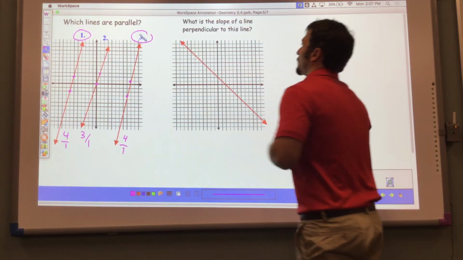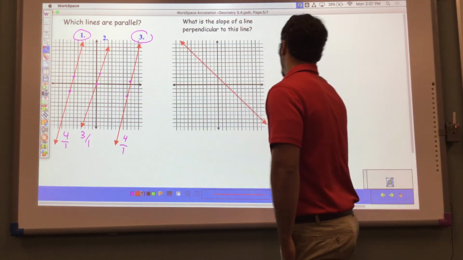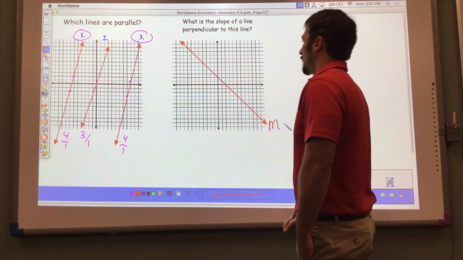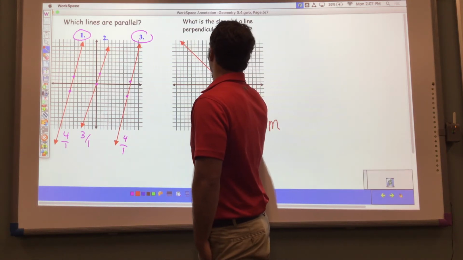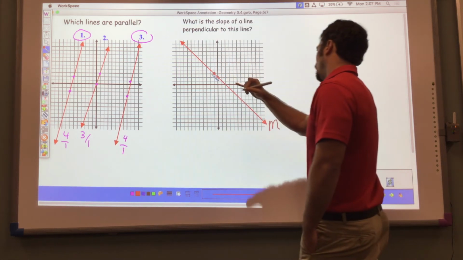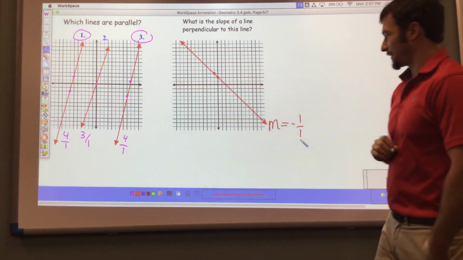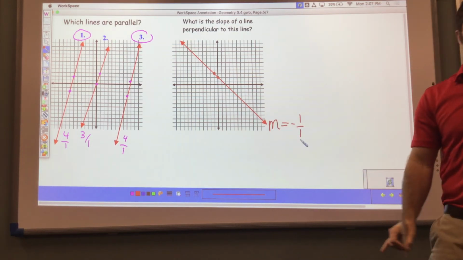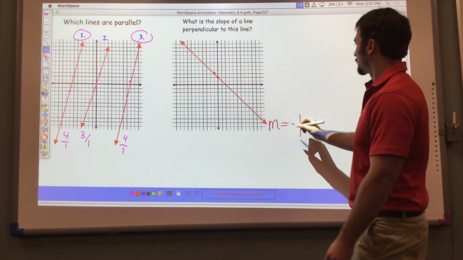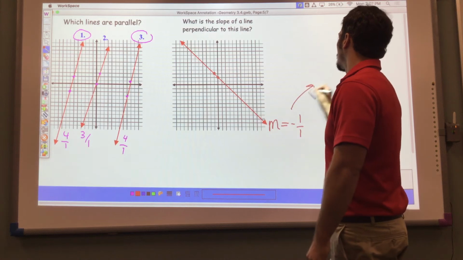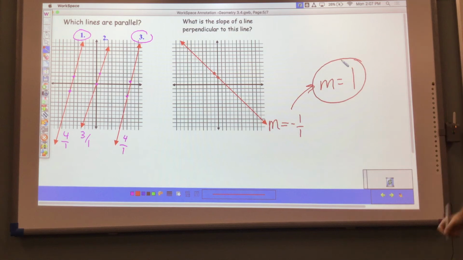This one says, what is the slope of a line perpendicular to this line? If we pick 2 points, it looks pretty simple. Up 1, left 1, so this one has a negative slope. The opposite reciprocal of that: opposite makes it positive, and the reciprocal is still going to keep it at 1 over 1. So our answer would be positive 1.